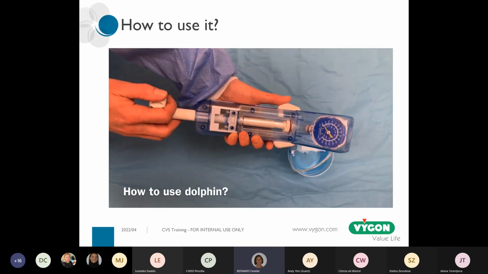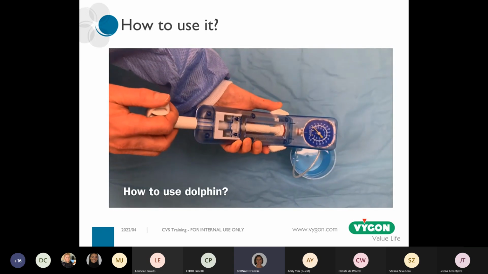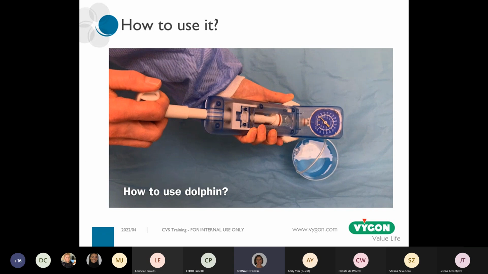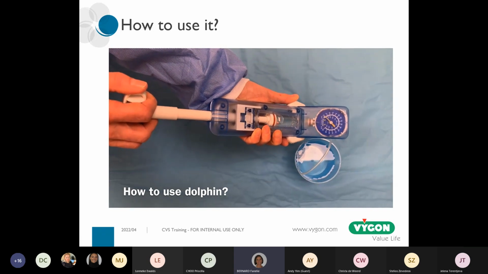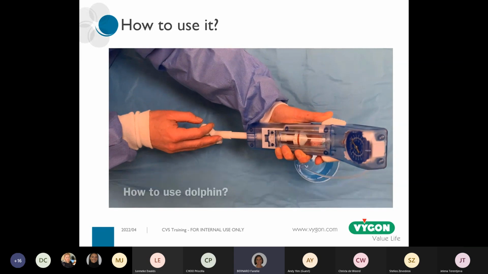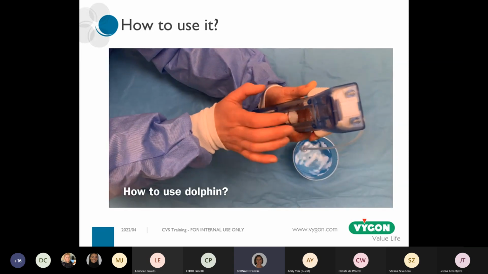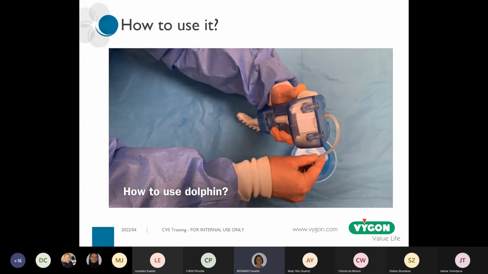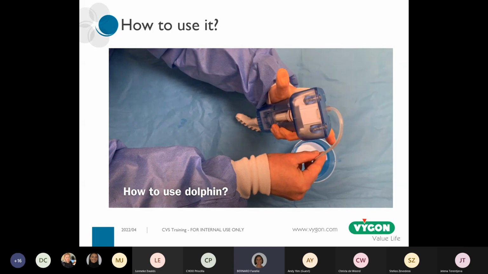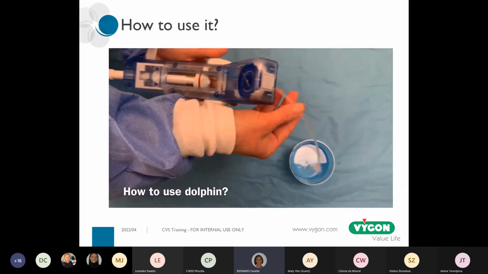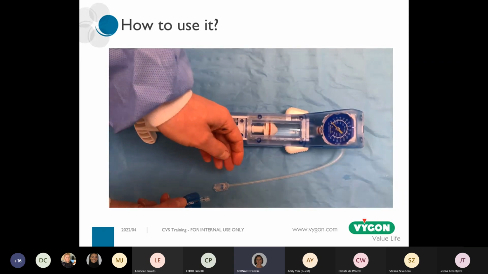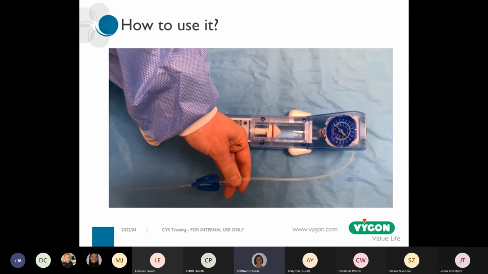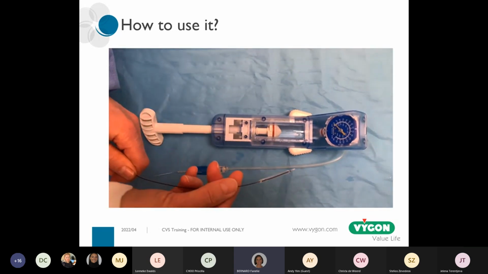First, the preparation. Orientate the Dolphin downward and push the button to pull the handle. Fill the device with the mixture of the contrast media and saline solution. Then, orientate it upward and remove the bubbles. Release the button to lock the device. You can now connect the device to the catheter. The Dolphin is ready for inflation.